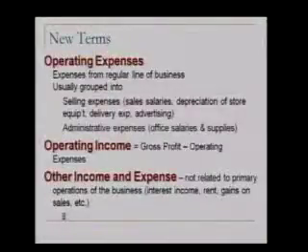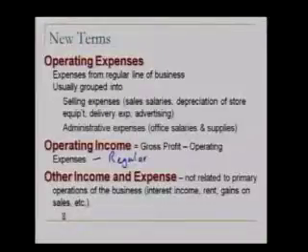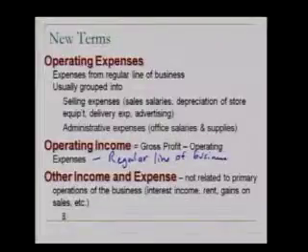Operating expenses are expenses from the regular line of business, from operating activities, and they're grouped into selling expenses or admin expenses. Operating income helps us assess, from the regular line of business, how much money did they make? Other income and expenses are not related to primary operations. Interest income, they could have gains on sales of fixtures or equipment or whatnot.